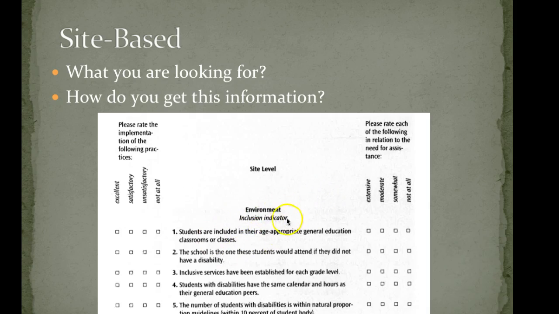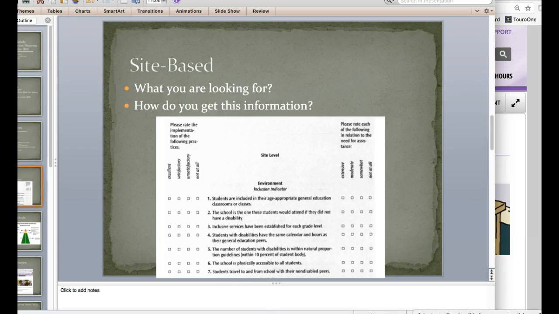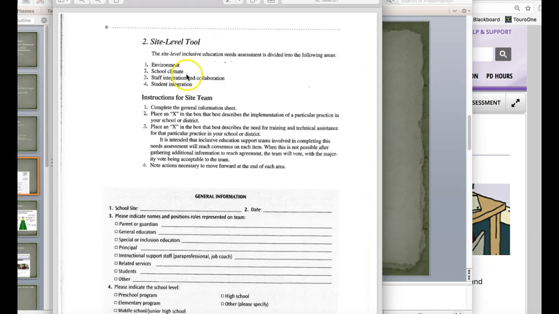And then you can see that the form has different headings. So for example, the first one is around the environment and how inclusive the environment is. So are the students included in age-appropriate general education classrooms? The school is one of these, the one the student would attend if they didn't have a disability, and so on and so forth. So you can go through that. I'm going to pull up the full survey so that we can take a look. So notice that it's got environment, school climate, staff integration and collaboration, and student integration.